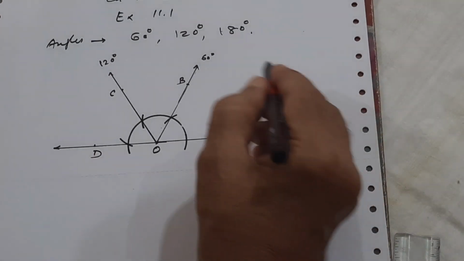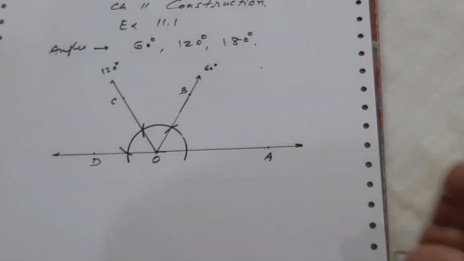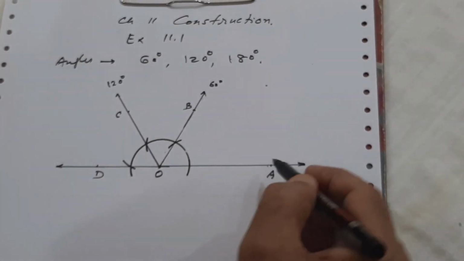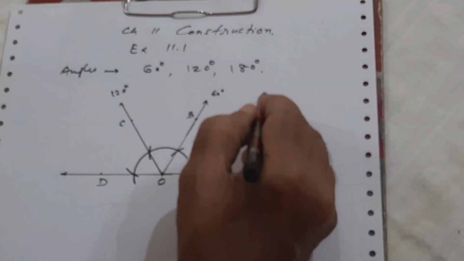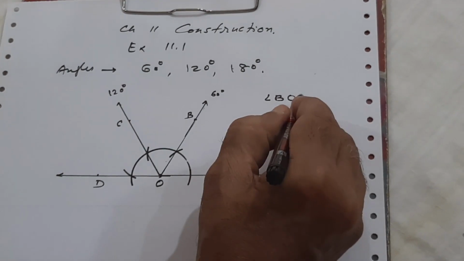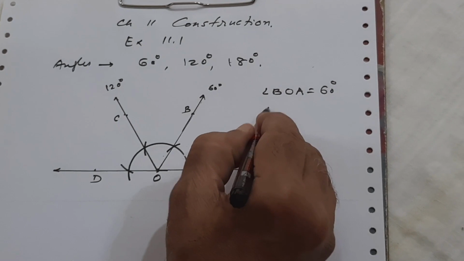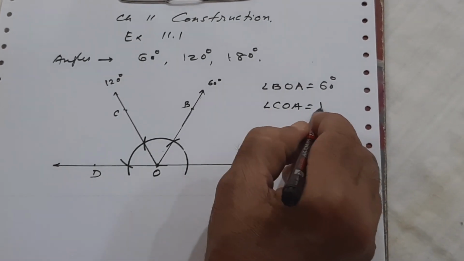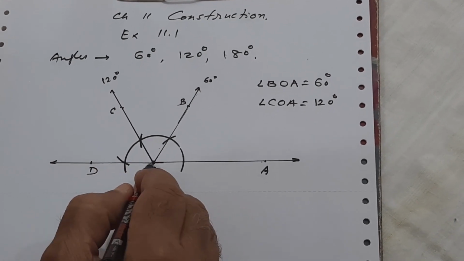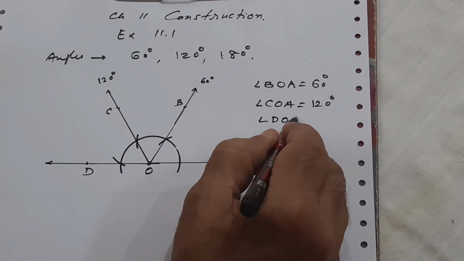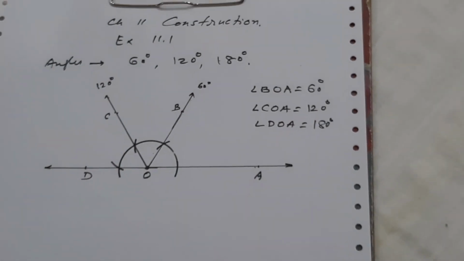Now here angle AOB or BOA. You can read it like this, but generally our practice is angle BOA. So angle BOA is equal to 60 degree. Angle COA is equal to 120 degree, and angle DOA is 180 degree. Now what is the justification of this one?